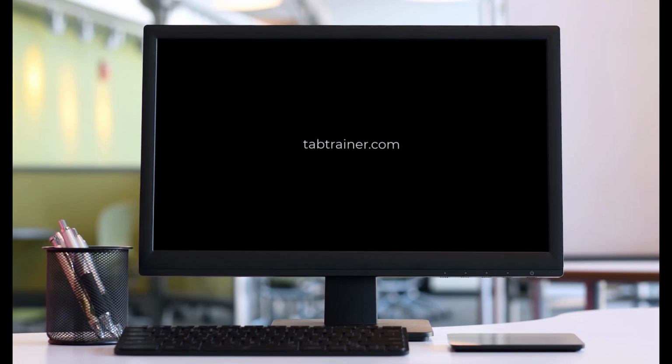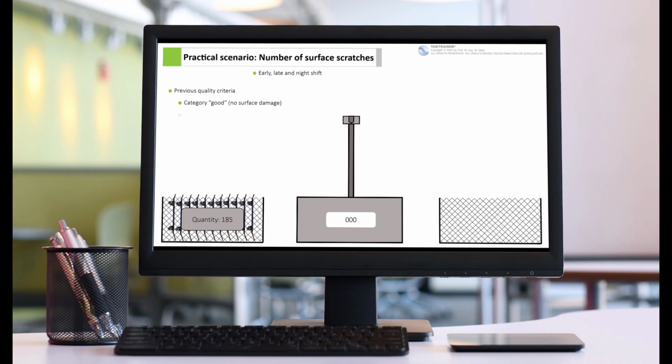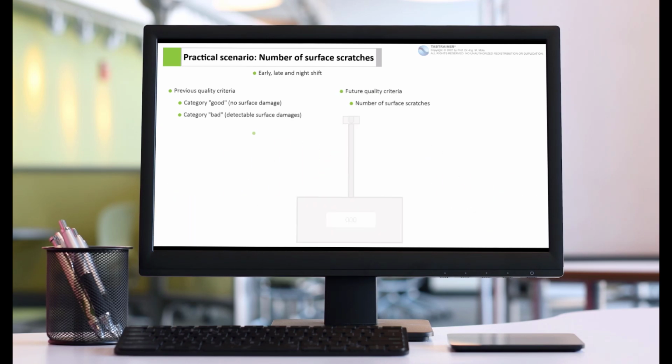In the 26th Minitab tutorial, we are in the final assembly department of Smartboard Company. Here, all individual skateboard components are assembled into a finished skateboard in the early, late and night shifts, and then subjected to an automatic surface inspection before being dispatched to the customer, in order to check that no surface damage in the form of scratches was caused during assembly.